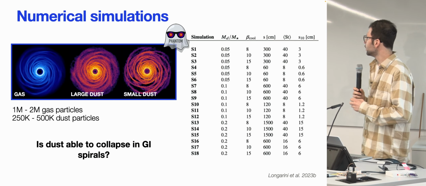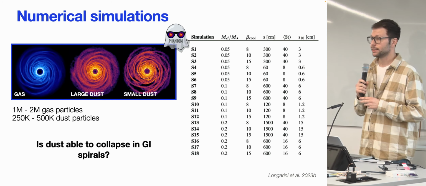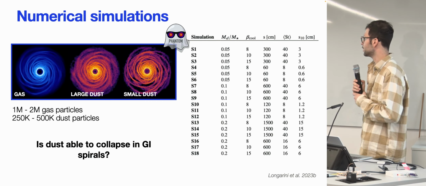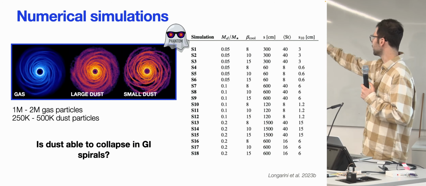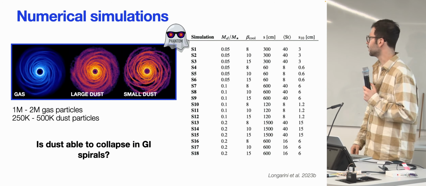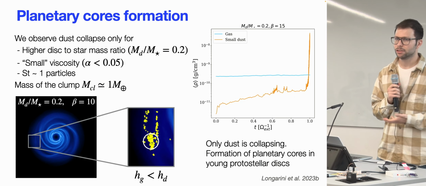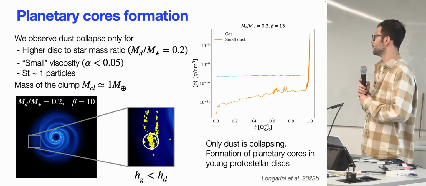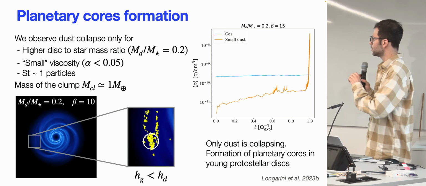And in 2023, we performed numerical simulations of gas and dust in gravitationally unstable disks, and we wanted to see whether dust collapse was possible inside the spiral arms. So we explored as much as possible the parameter space, and what we see is that for a subset of our simulations, dust collapse is actually happening. In particular, it happens for high disk to star mass ratio, as expected, when the viscosity is relatively small.